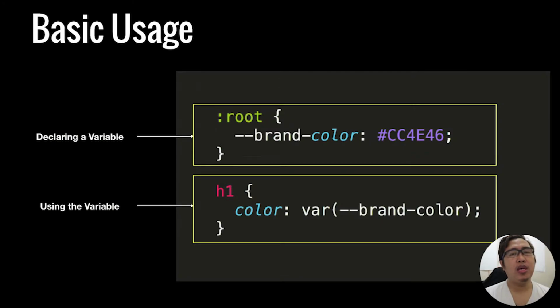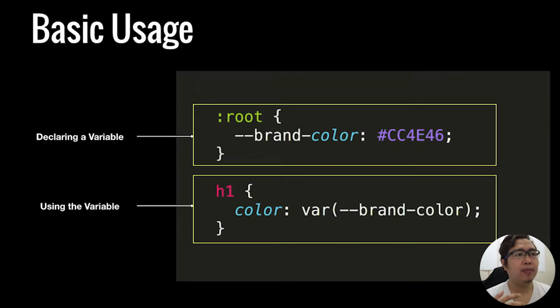So, basic usage is more similar if you are familiar with preprocessors like SASS or LESS. It works the same way wherein you declare a variable and then you use those variables on a certain part of your cascading style sheet or the CSS. So, if you can see here, we have the root, and to declare a variable, you have to use a double dash. So, dash dash, then the name of your choice. Here in the example, dash dash brand dash color. So, we define the color.